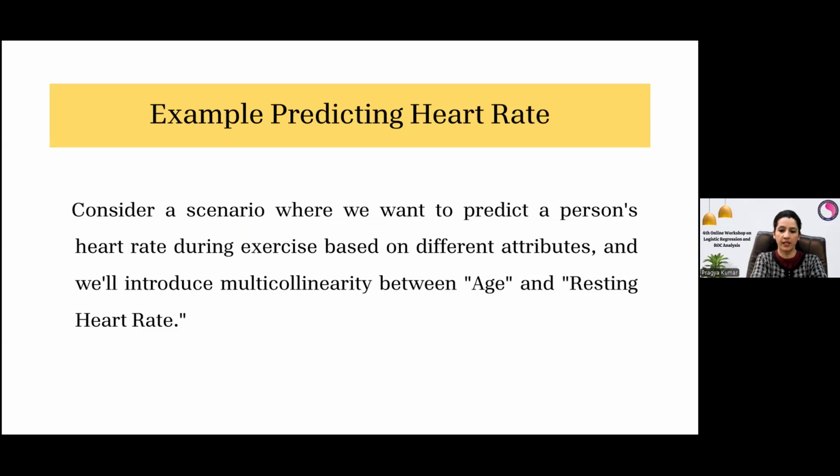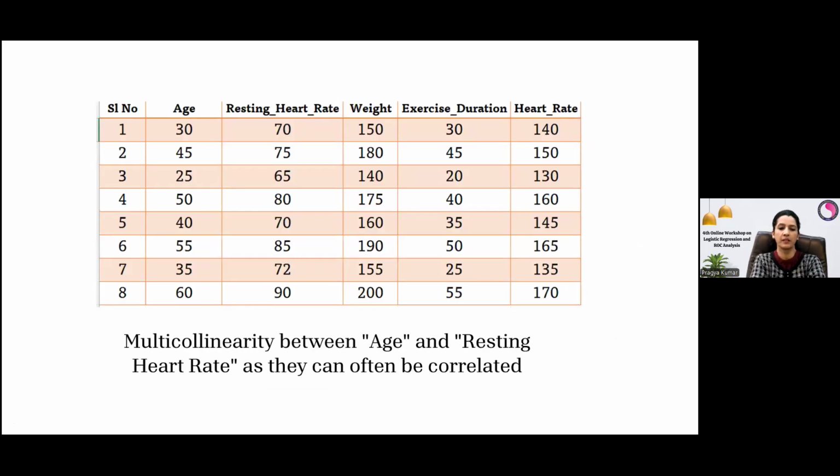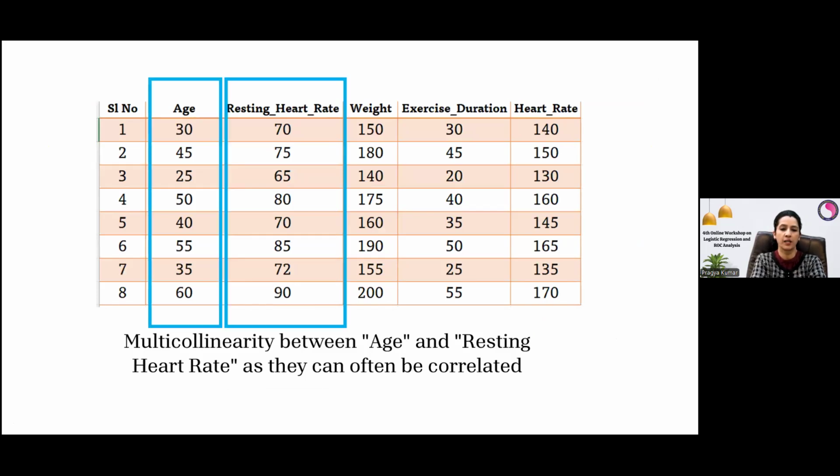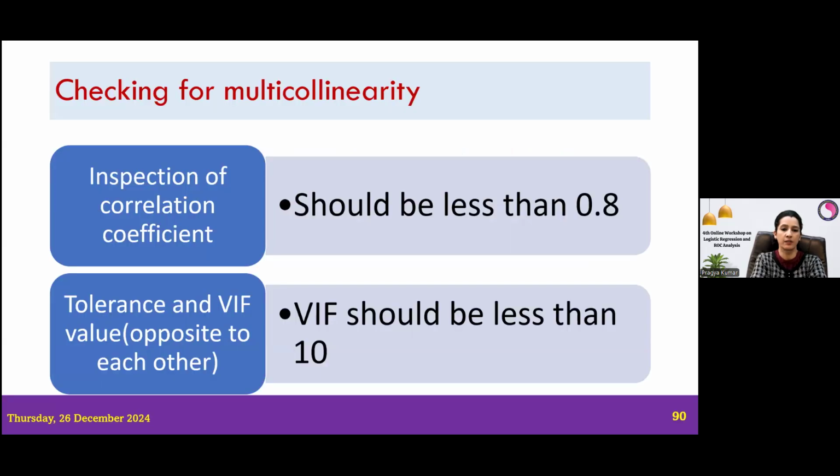This is another example. If you want to predict the heart rate, there can be a multicollinearity problem between age and resting heart rate. These can be two variables which have multicollinearity, because if the age increases, then the resting heart rate also increases.